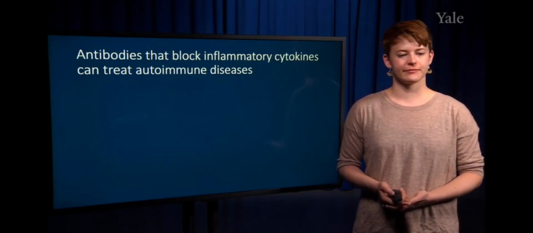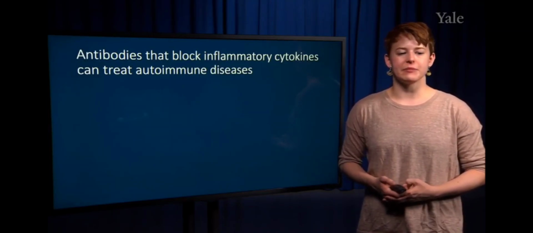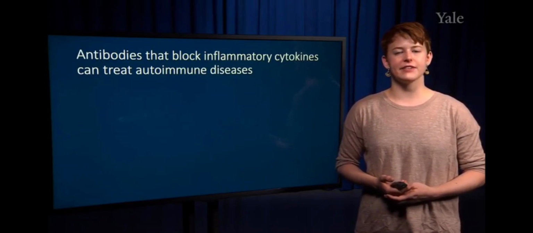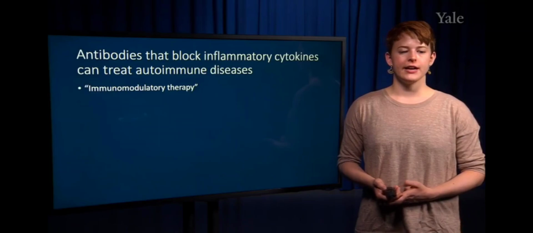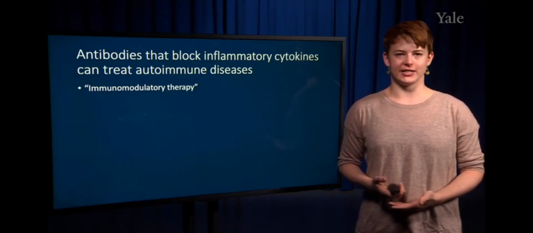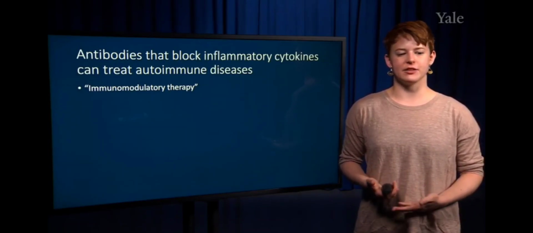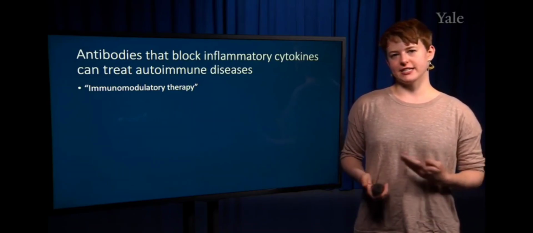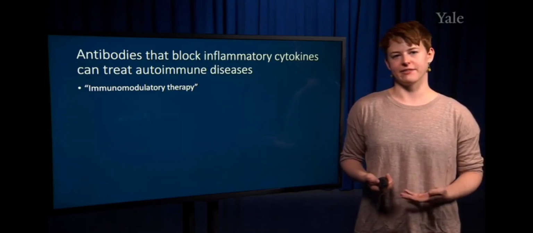So we also have antibodies that can block inflammatory cytokines. And again, these are very useful in treating autoimmune diseases. We talked at the beginning about biomodulators. These antibodies are called immunomodulatory therapy. So they're helping to modulate different parts of the immune system, not necessarily getting rid of certain cell types.